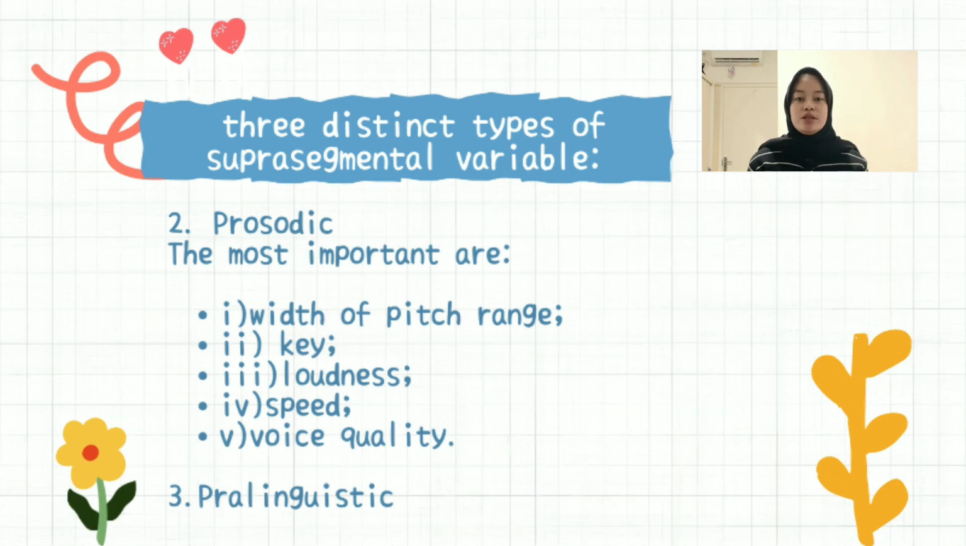And factor number 2 is prosodic. These components are characteristic of speech which are constantly present and observable while speech is going on. The most important are width of pitch range, key, loudness, speed, voice quality.